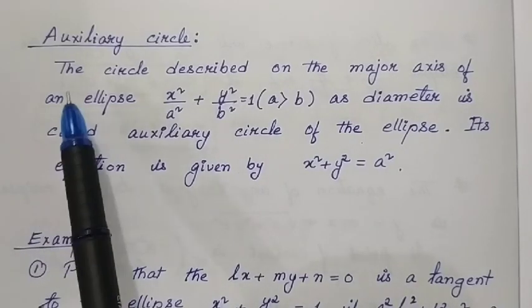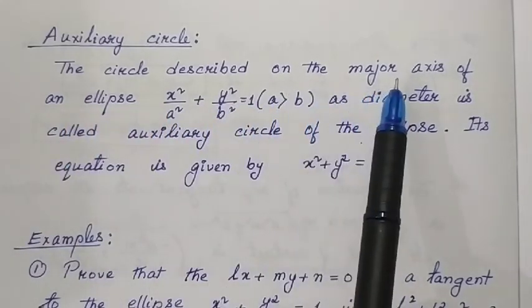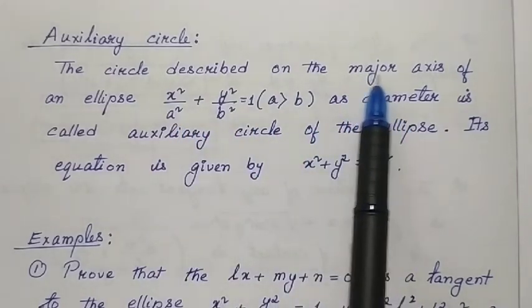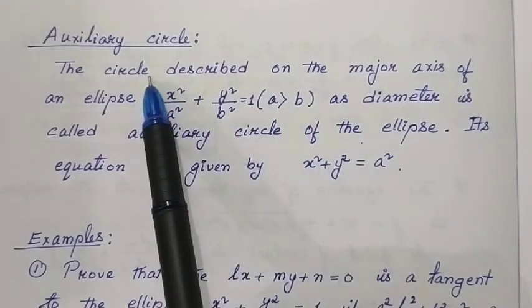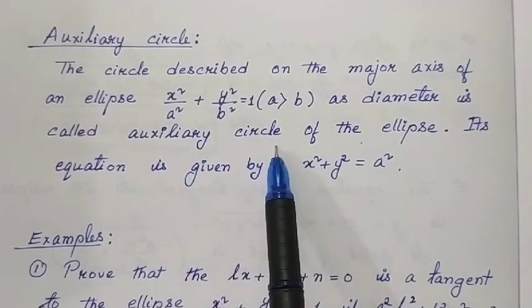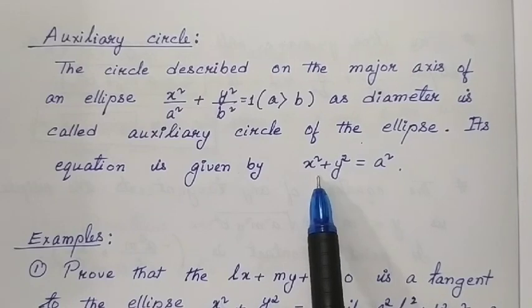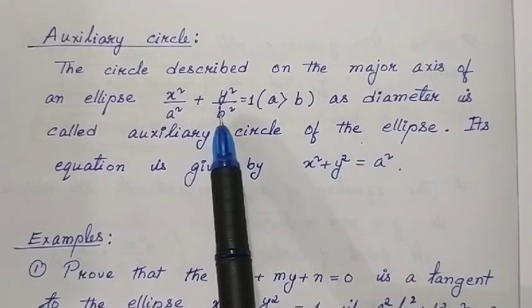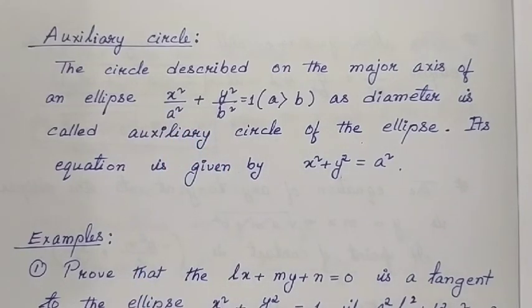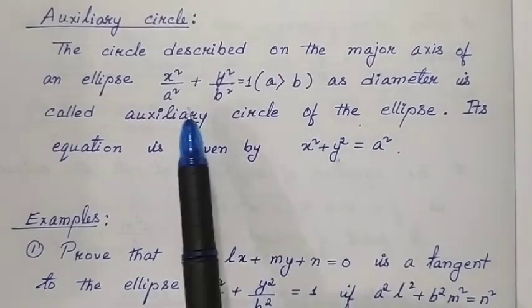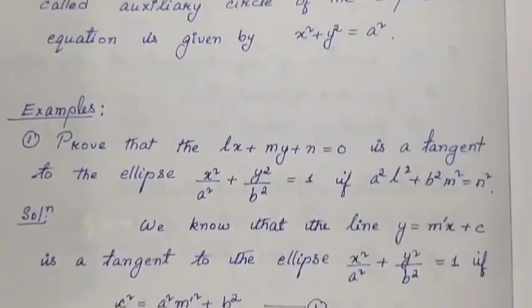Auxiliary circle. The circle described on the major axis of an ellipse as diameter. The major axis will be the diameter of the circle. Then this type of circle is called the auxiliary circle, and its equation is given by x² + y² = a². Here b and a are the same. For the circle, b will be equal to a.